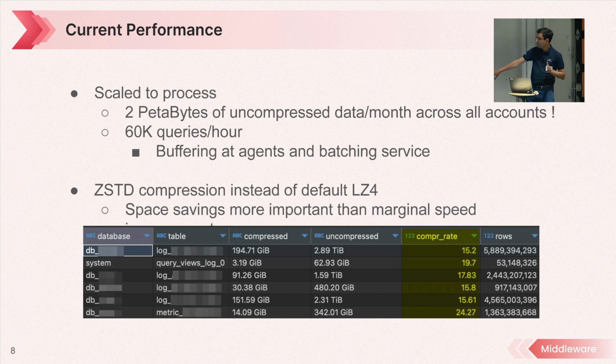And this is reflected in what we see in our database. The column in yellow shows how much compression rate we achieve on our raw data. We have always seen it upwards of 15. The compression rate is always 15 or above with using ZSTD.